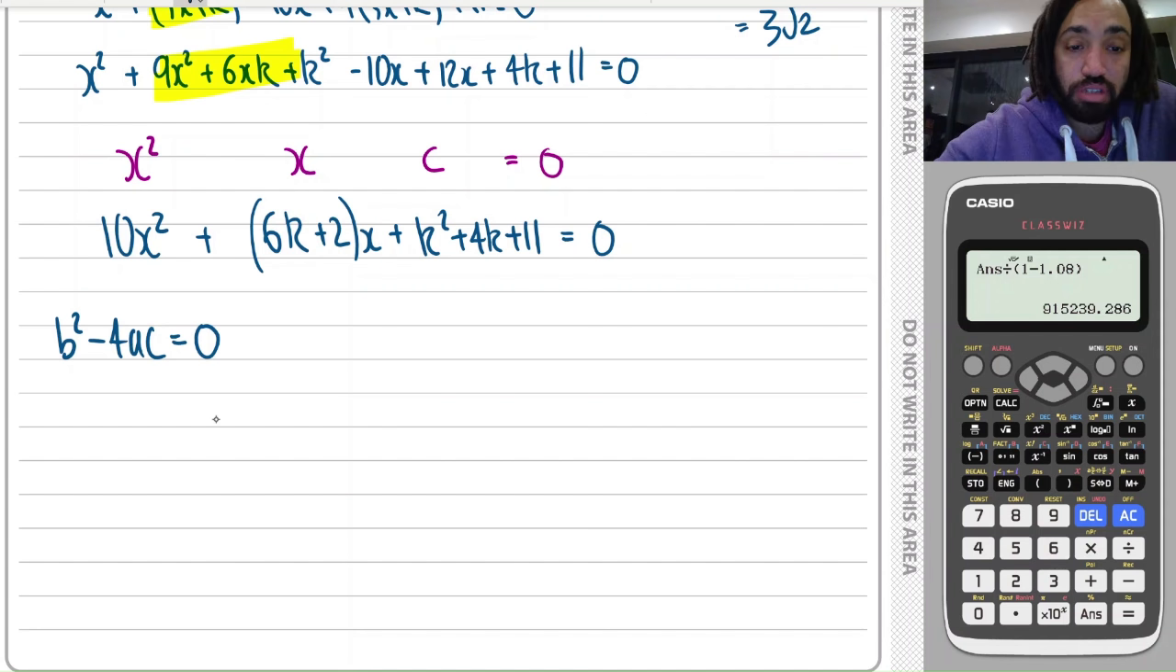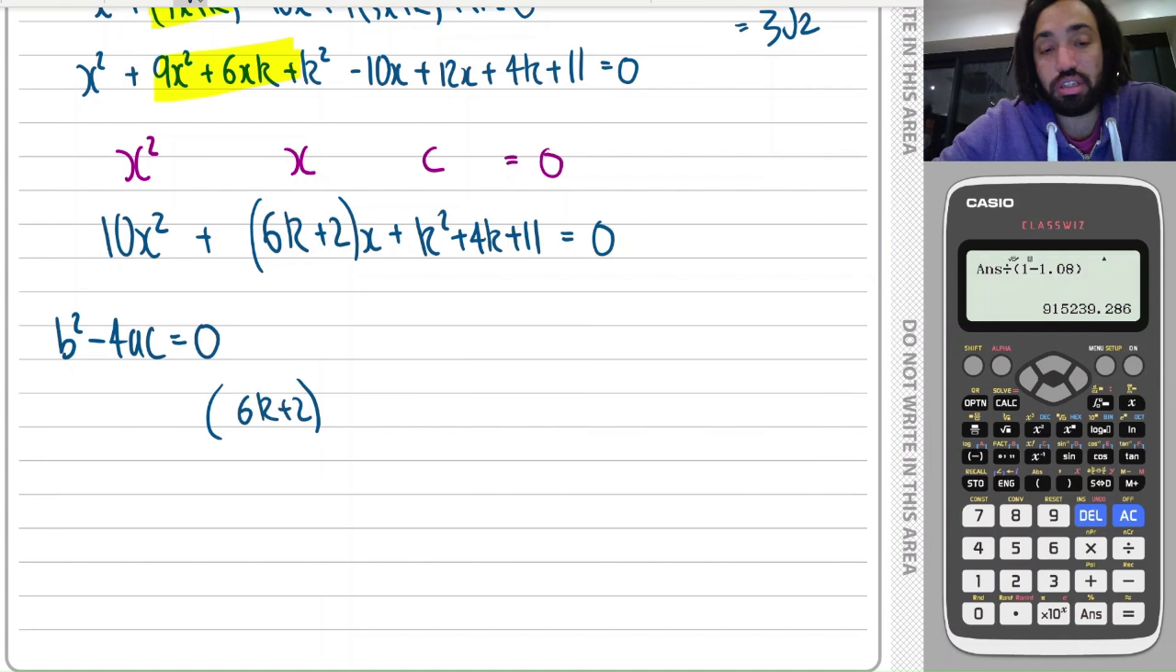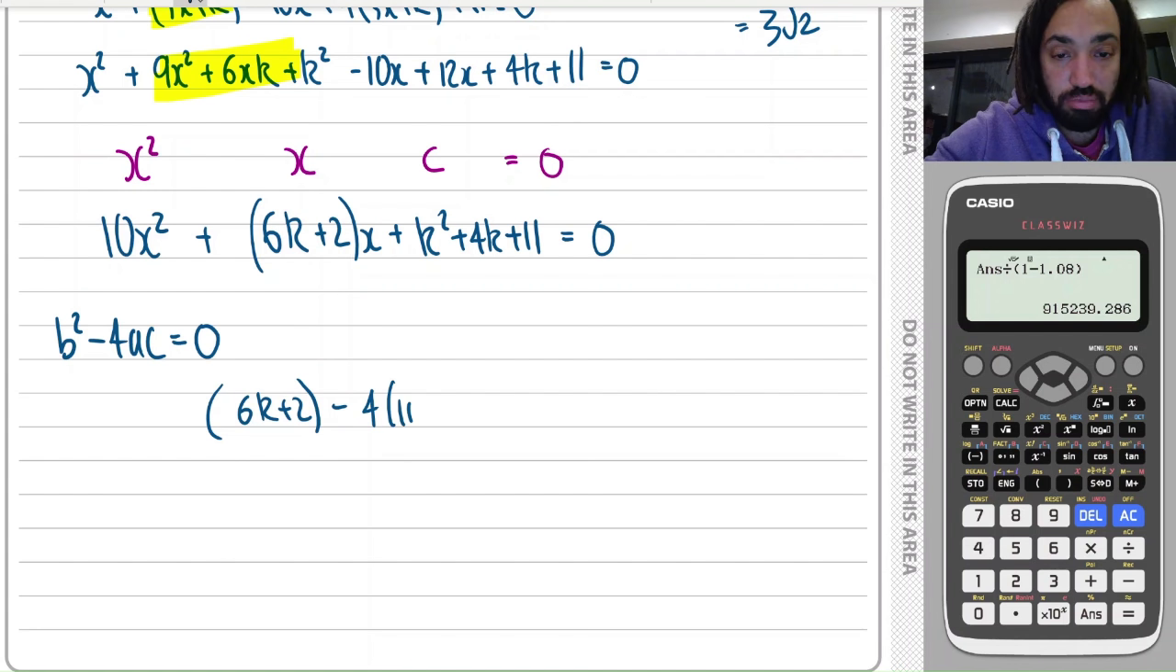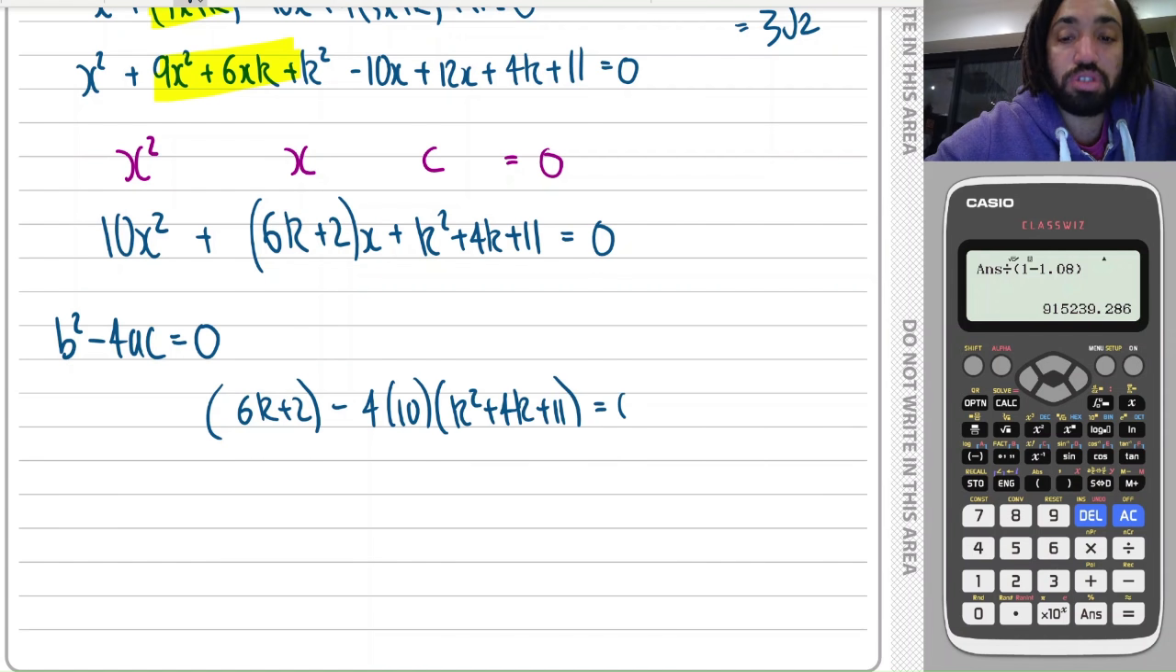So now let's use that. The b is the 6k plus 2, because the b is the x term of the quadratic, and take away 4. The a is the x squared term, and the c is the constant term. And that equals 0 because we want the discriminant to equal 0. Yes, oops, that needs to be squared.